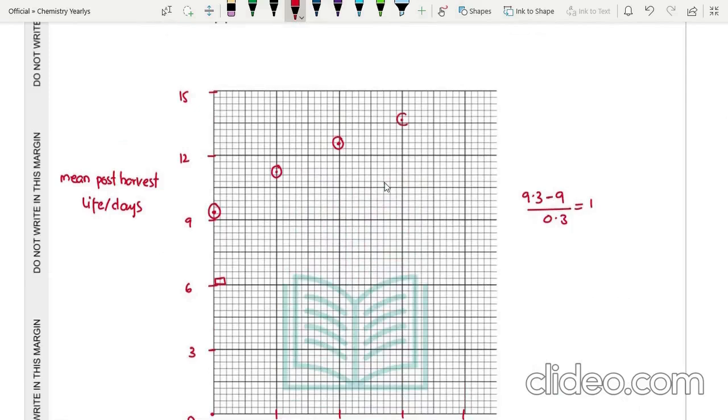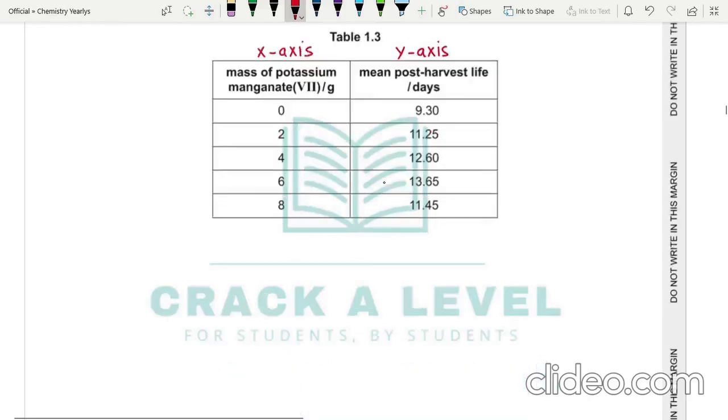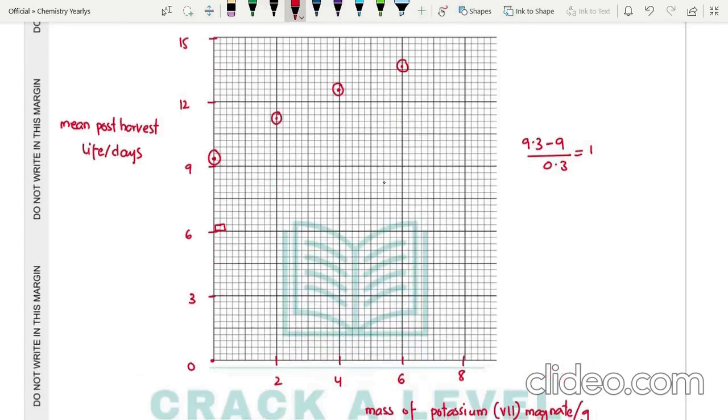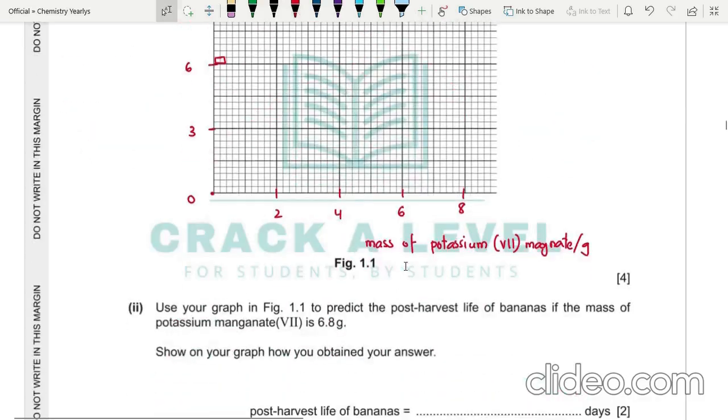So this will be the point, and after that the last coordinate is 8 and 11.45. So 8 and 11.45. So 11.45 minus 9 divided by 0.3 comes as 8 units. So this will be the coordinate. Okay, so now let's join them with straight lines. One straight line from here to here, then another straight line from here to here, then another straight line, and then the last straight line. This will be the graph of this question.